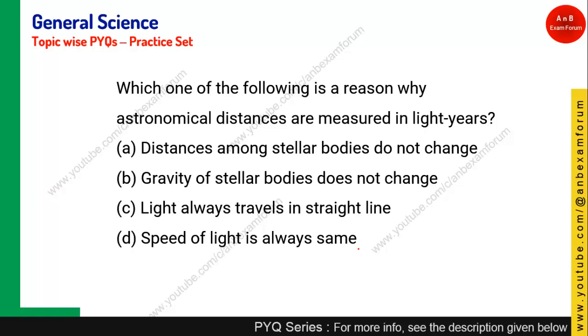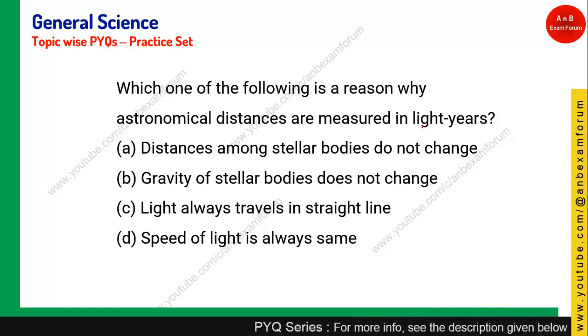Let's see the next question. Which one of the following is the reason why astronomical distance is measured in light year? A very simple one. We have seen light year is one of the units of distance, and it is very popular in measuring astronomical distances. First you should know that it is a unit of distance. I am repeating, it is a unit of distance, not time. So why is it being used?